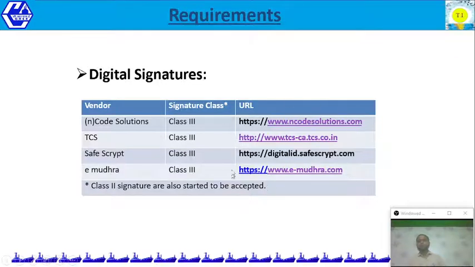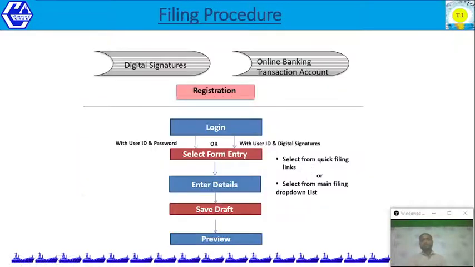You can pay the price and have your digital signature. So this is the first requirement. If you are going for online filing, you should have a digital signature with you. The second important thing is an online banking transaction account. So a digital signature and an online banking transaction account are a must for online filing. You should ensure that these two are ready before you log in to the online system.